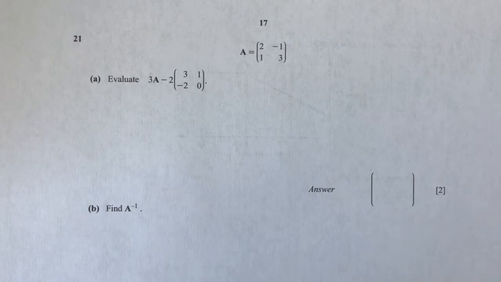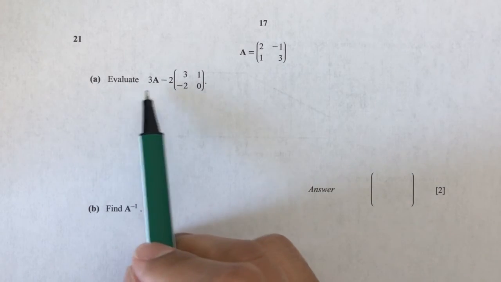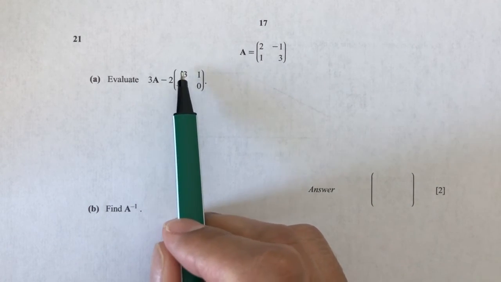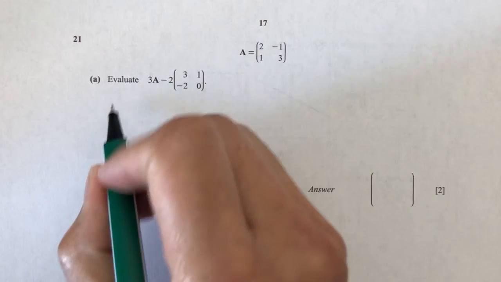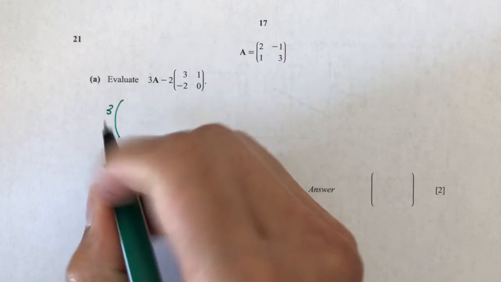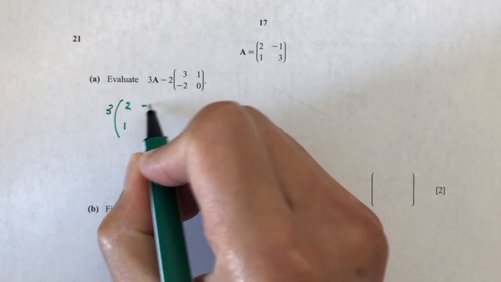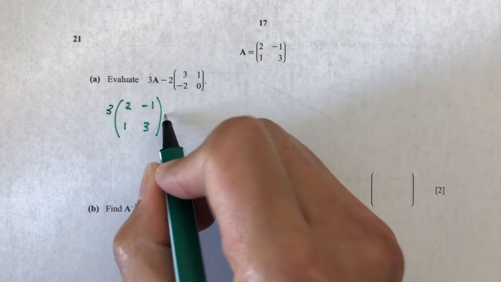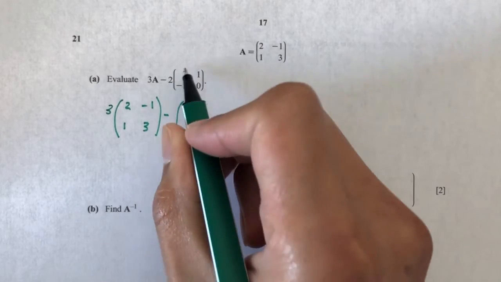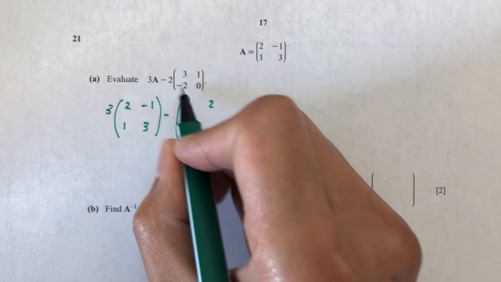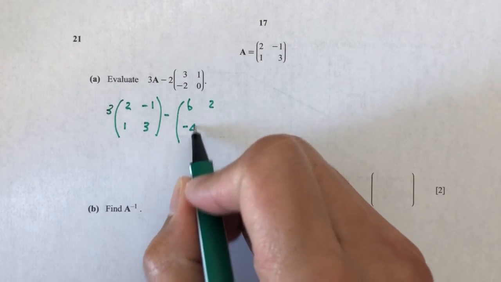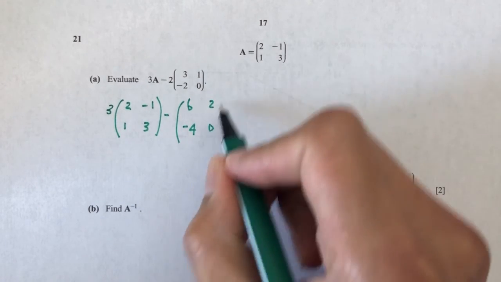Question number 21. This is a matrix question. So we have A equal to this matrix. Now we have to evaluate 3A minus 2 times this matrix. So let's replace the value of A by the matrix. We'll have 3 times A, which is 2, 1, minus 1, 3. Minus, so let's bring 2 inside. So 2 times 3 is 6. 2 times 1 is 2. 2 times minus 2 is minus 4. And 2 times 0 is 0.